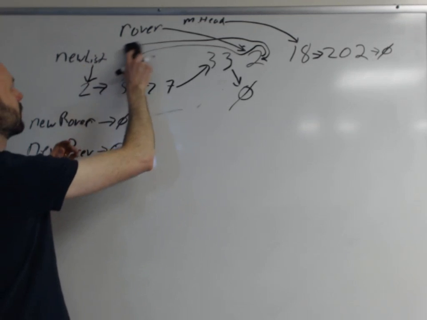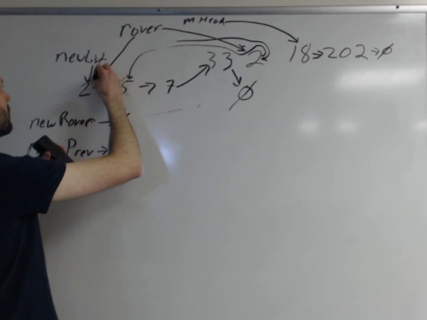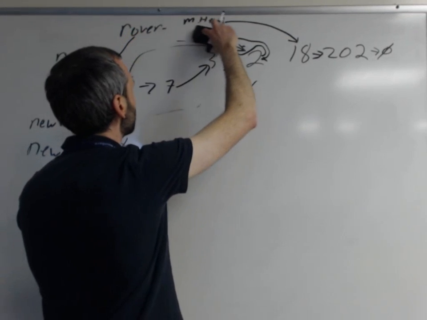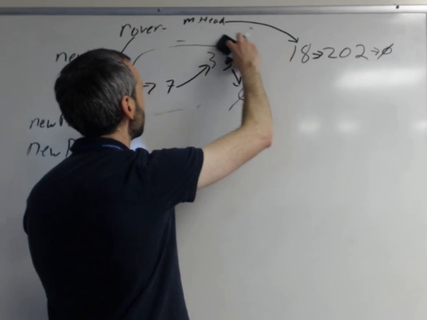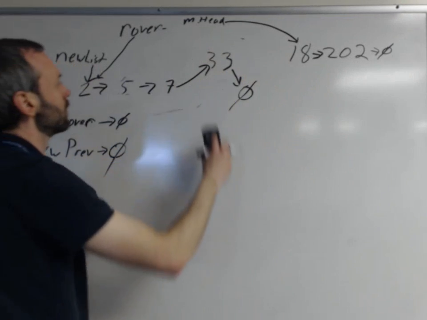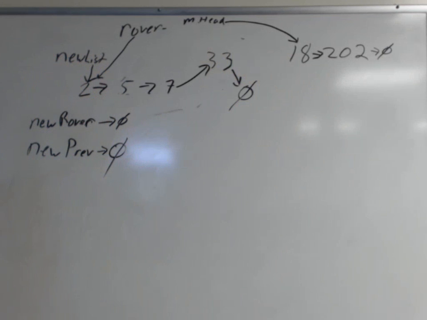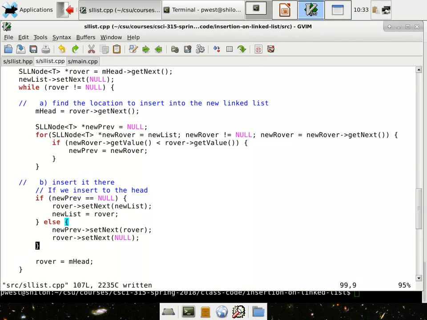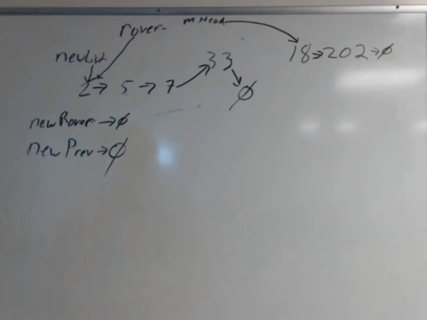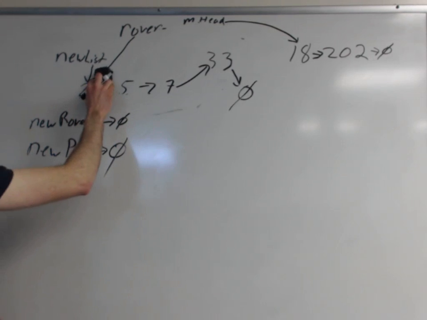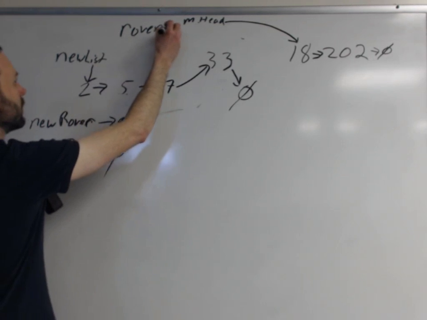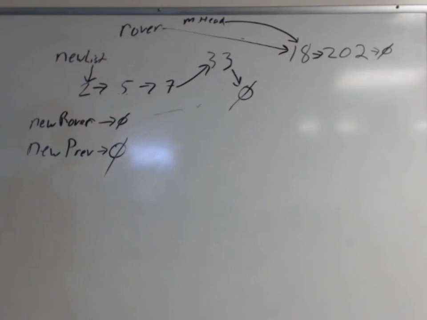So new list points to that 2, and of course rover is also pointing to that 2 at this moment. And then we can get rid of all these arrows so it's easier to read. Great. So we exit this if else, rover is equal to imhead, which means that rover, instead of pointing to the 2, is going to now point to the 18.